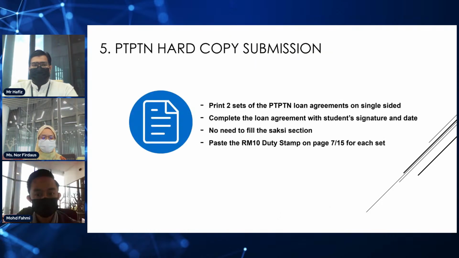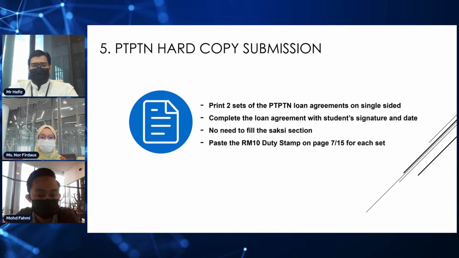For hard copy submission, the next step is you need to print 2 sets of the loan agreement, single-sided. You can print in black or in color. Second, you must complete the agreement with the student's signature and also the date. Please make sure the signature is yours. And for the date, make sure you put the same date on all pages. There is no need to fill in the succession because we will do it for students.